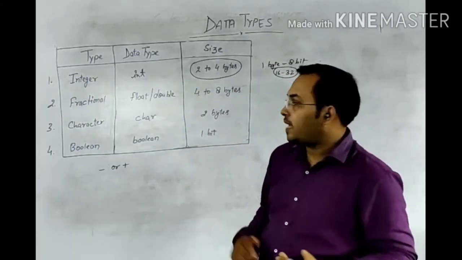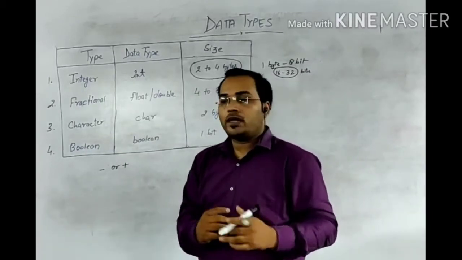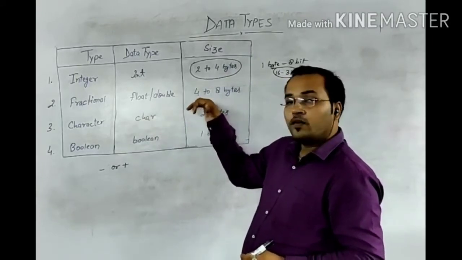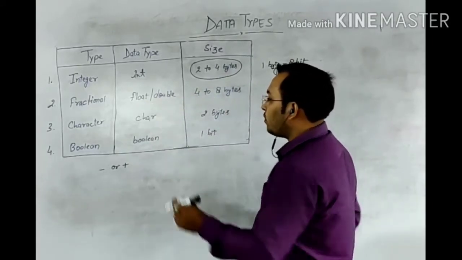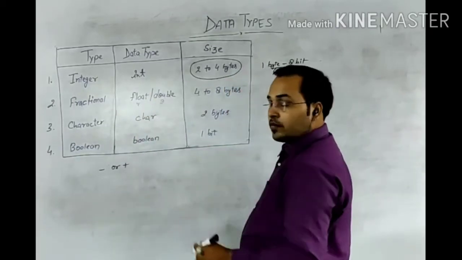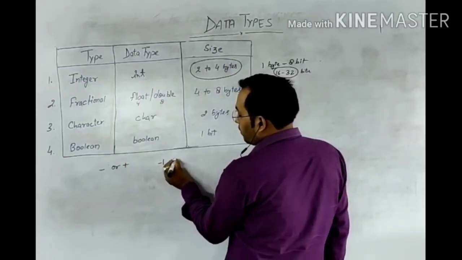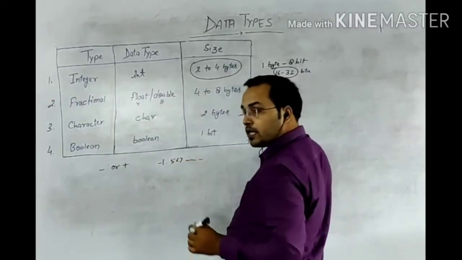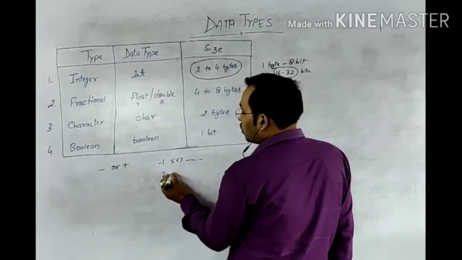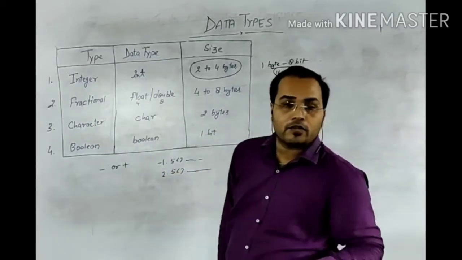Next one is the fractional type. Fractional type means float or double. There are two terms, float and double, in which we can access the data, and the size of these two is 4 to 8 bytes. The size of float is 4 and the size of double is 8. In float you can take values like -1.567 up to 7 decimal places, and in double you can take values like 2.567 with more than 7 decimal places.